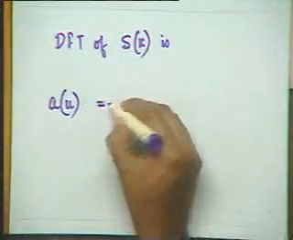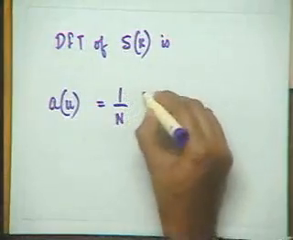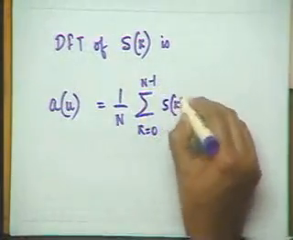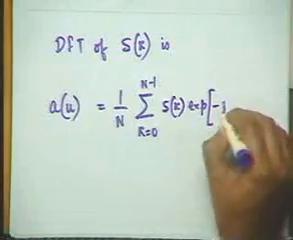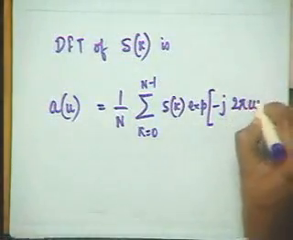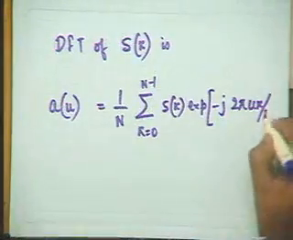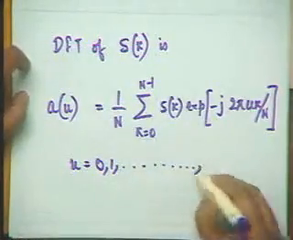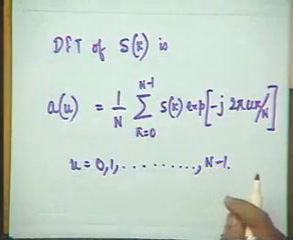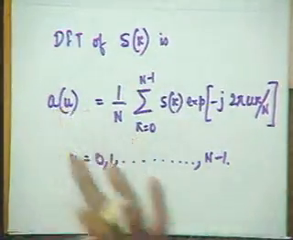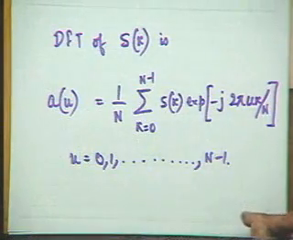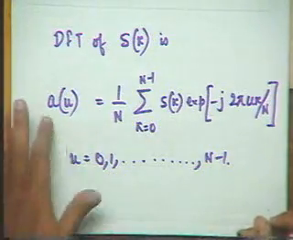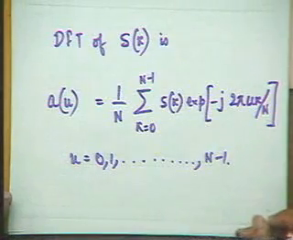So I am going to write A of u equals 1 upon N, summation k equals 0 to N minus 1, s of k exponential to the power minus j 2 pi u k divided by capital N, where u is equal to 0, 1, 2, etc., up to N minus 1. Now what is going to be the nature of this A of u? Real, imaginary, complex? In general, it is going to be complex. So all these A of u are nothing but complex coefficients.